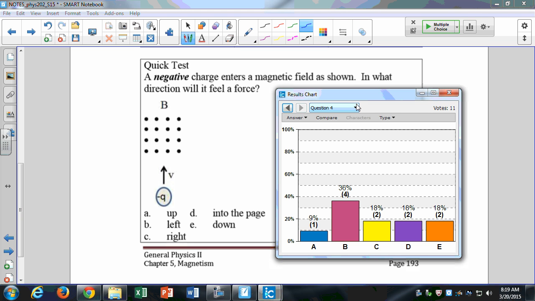Let's see, we're sort of all over the board here. So my velocity is up. I'm going to have my fingers going in the direction of v, or you can think of your index finger going in the direction of v. My magnetic field, however, is out of the page. So I have to rotate my hand like this for my magnetic field. That means this force would be to the right if it were a positive particle, but it's a negative particle. So the force is to the left.